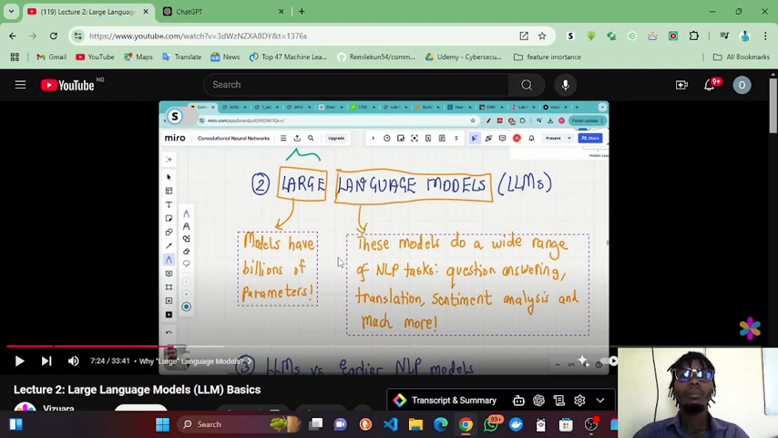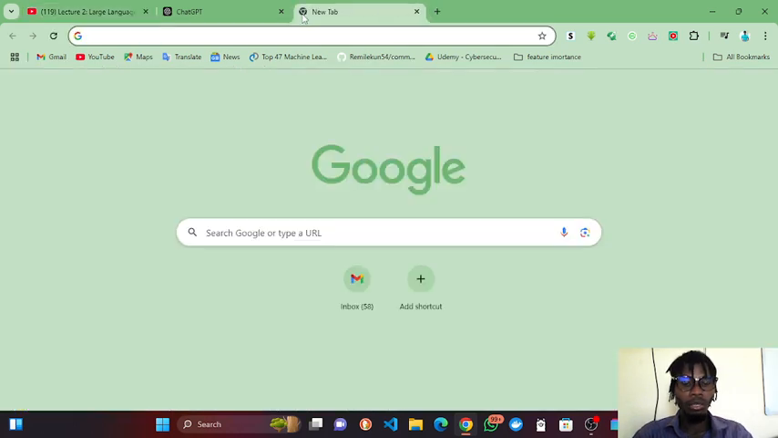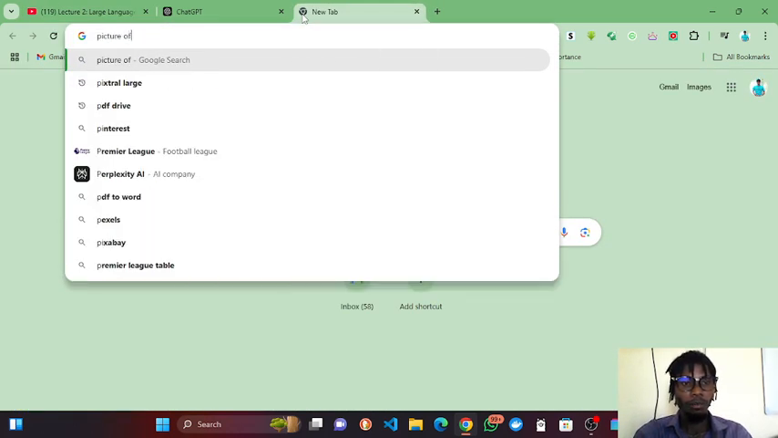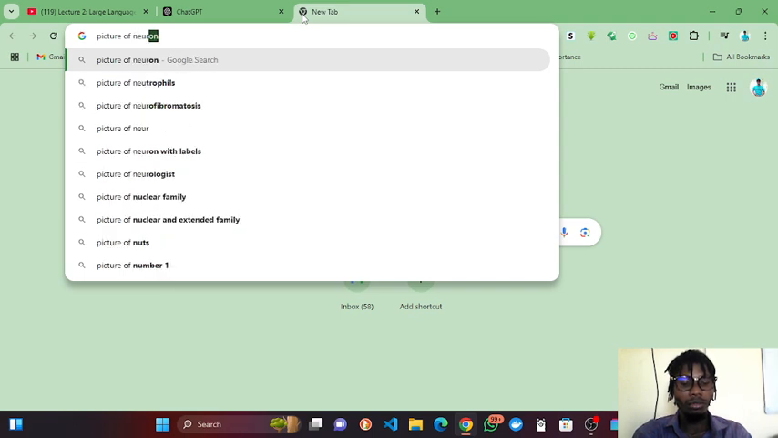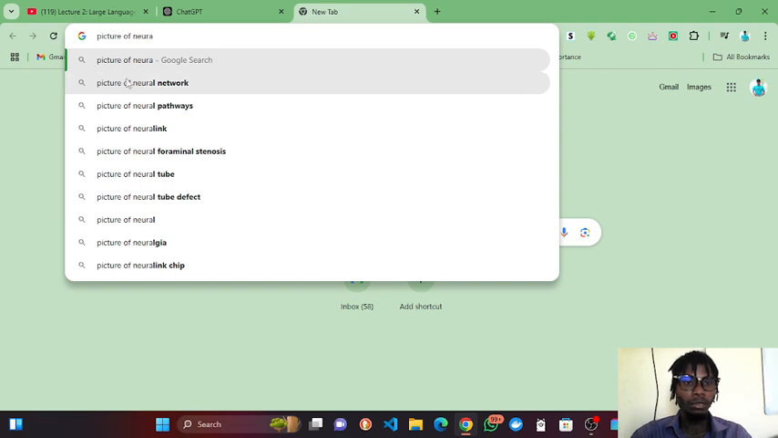The number of parameters in the neurons. We said that neural networks are the main thing behind large language models. So, in a neural network, let me give you a picture. Let me show you a picture of a neural network so that I can use that to explain.